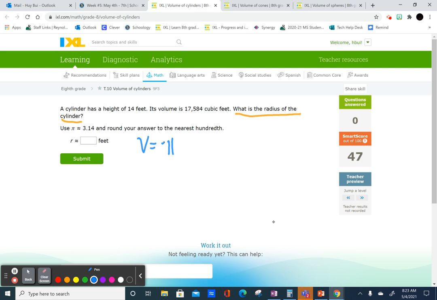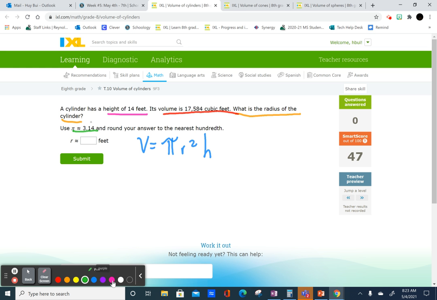volume equals pi r squared times the height. The reason we're still using this is because this formula still has radius inside it. So let's plug in what we do know. In the problem, it says the height is 14, and the volume is 17,584. And of course pi is going to equal 3.14.